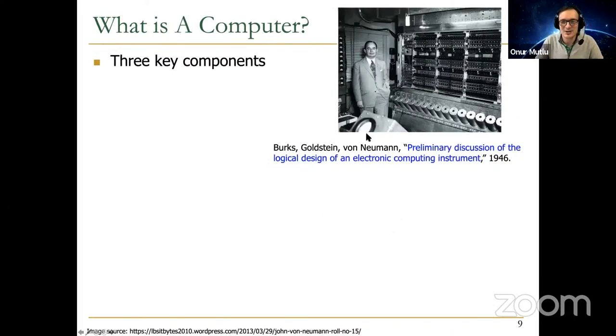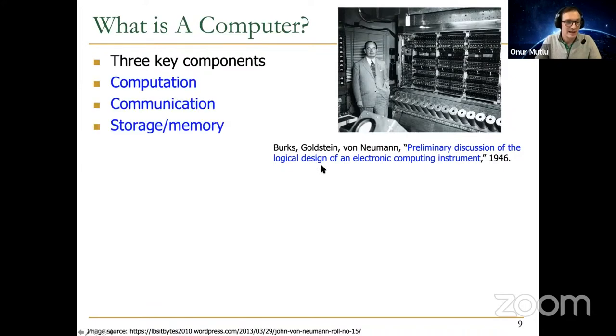And here I show you the picture of John von Neumann, who was really a pioneer in computing, clearly. And we're going to talk about the von Neumann model later when we talk about how a processor executes instructions. And this is one of the key papers that he wrote with his colleagues, as you can see, in 1946, that defined how a computer operates. And a computer essentially has three key components.